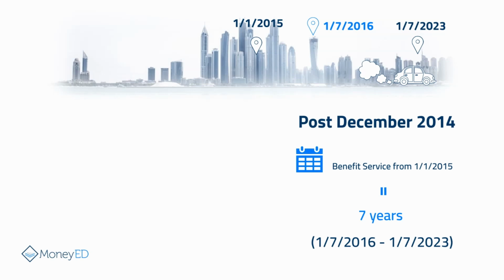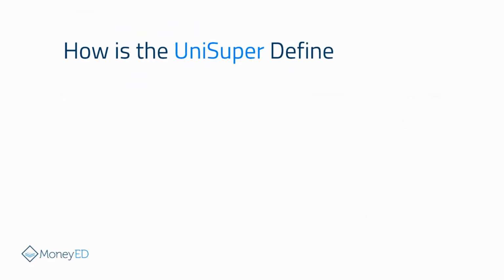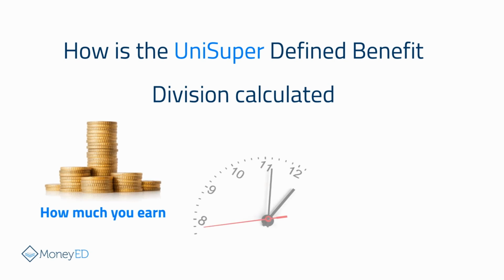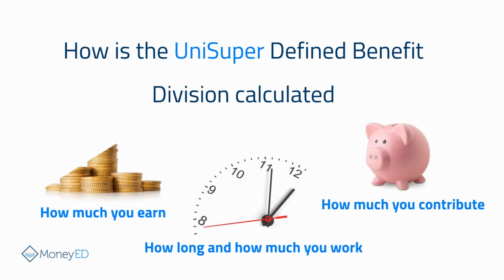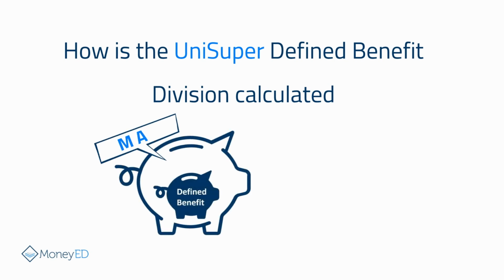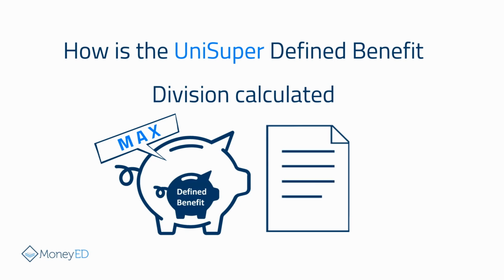As shown in this video, there are quite a few factors that go into the calculation of your UniSuper Defined Benefit Division. However, you should now be able to see that the main determinants of your final benefit are how much you earn, how long and how much you work, and how much you contribute. Keep these factors in mind when thinking about how best to maximise your UniSuper Defined Benefit. And to see how your own benefit is calculated, take a look at your latest annual statement.